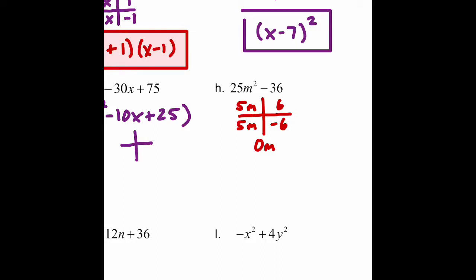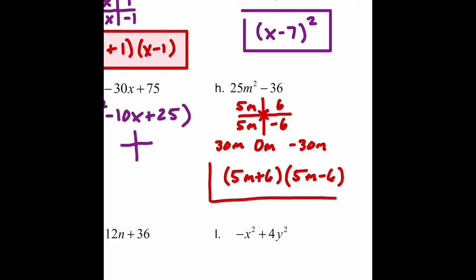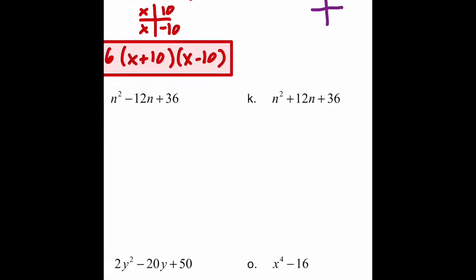And then those are also going to cancel each other out to give me 0m, because if I were to take the cross products here, that would be negative 30m and positive 30m. And of course, those would cancel out to 0m in the middle. So my factored form looks like this: 5m plus 6 and 5m minus 6. All right, we'll keep going here.